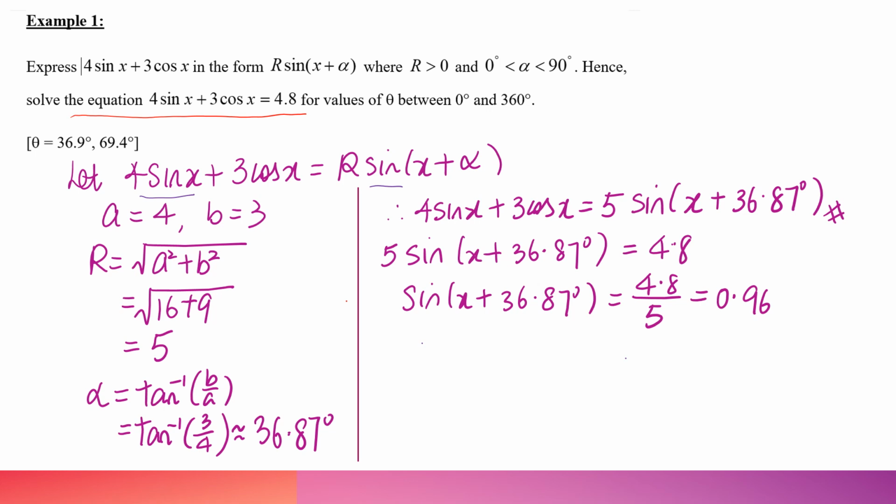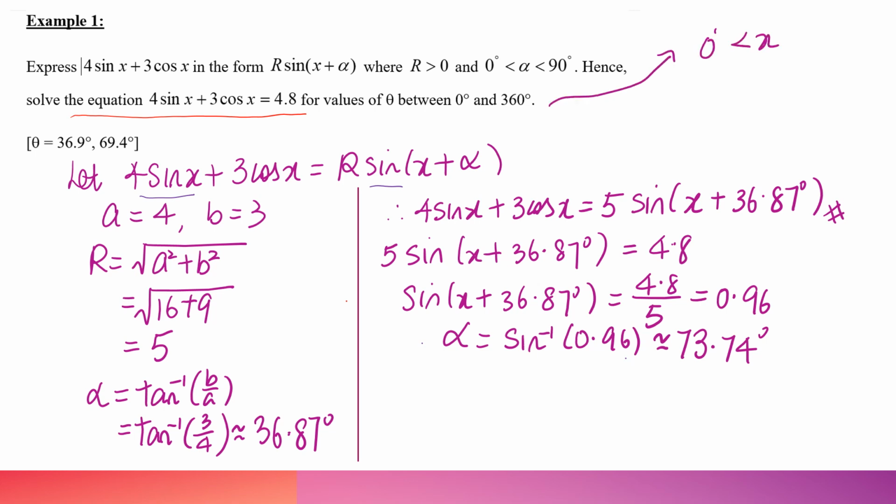Recall, how do we solve a trigo equation? What is the first step? Yes, the first step is to find your alpha. So the alpha is just sine inverse 0.96, which is 73.74. Then the next step is to find the new range.